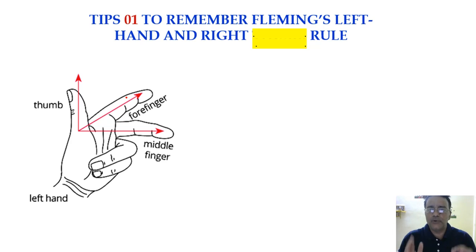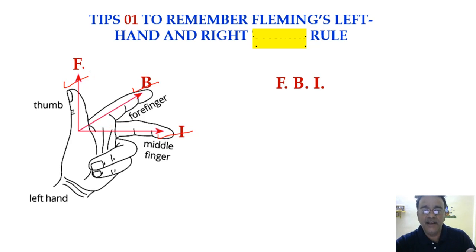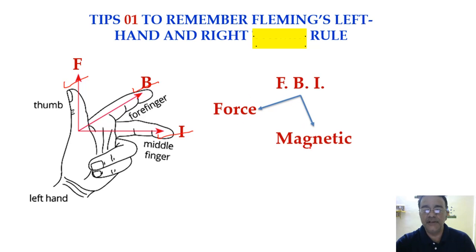ठीक है. सो आप लोग को याद रखना है FBI. सो ये सीक्वेंस में है. This is the first, second, third. जब हम लोग फिंगर्स को रखते हैं तो 1 2 3 काउंट करना है. सो FBI. F मीन्स फोर्स एंड B इज यूज्ड फॉर मैग्नेटिक फील्ड. मैग्नेटिक फील्ड का सिंबल B होता है. एंड I इज यूज्ड फॉर करंट. करंट के लिए हम लोग सिंबल I यूज करते हैं.